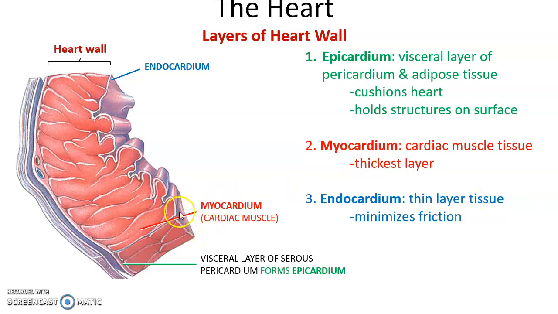And then the deepest layer is the endocardium. Endocardium is a thin layer that lines the inner surfaces of the heart, and it's nice and smooth, and it helps to reduce friction in the chambers of the heart. So when the blood cells are rushing through the heart, there's no rough surface for them to collide and stick to. Instead, it's all nice and smooth.